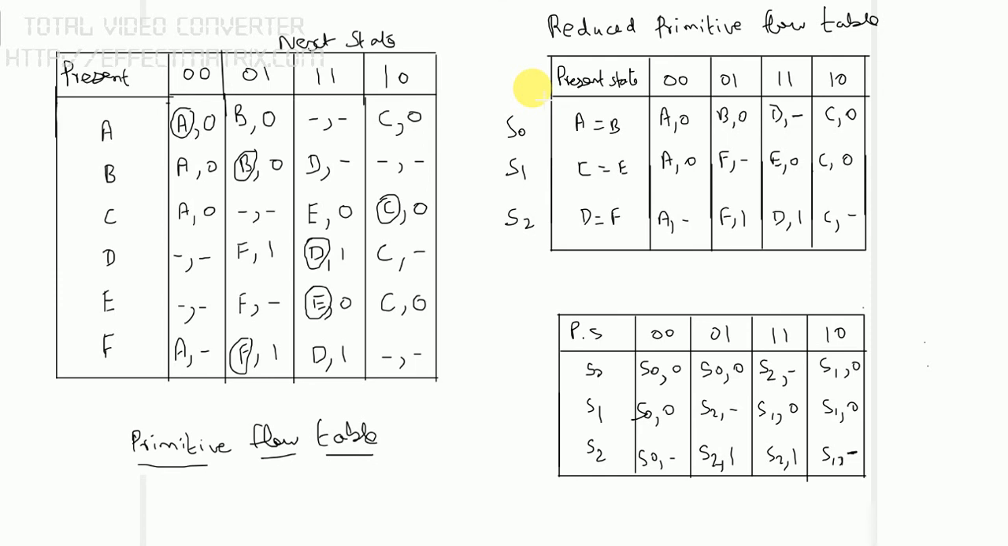Now here I have taken S0, S1, S2. So S0 is taken as 0 0, S1 is taken as 0 1, and S2 is taken as 1 0. Based upon this, I am going to go to the next step, converting this S0, S1, S2 into 0 0, 0 1, 1 0. So going to the next page.